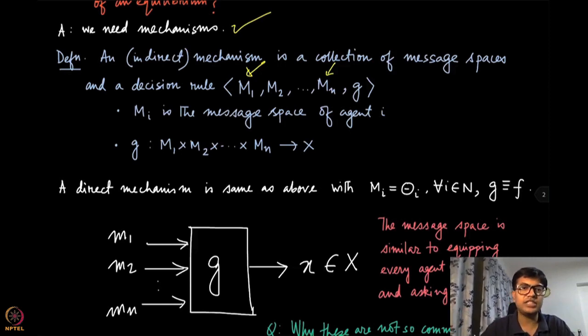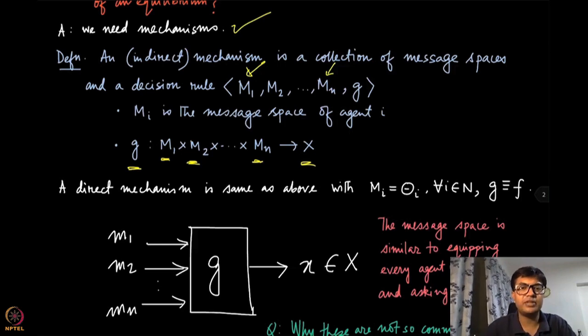Now, once each of these agents has chosen their message, in this case picking something from the message space, so they have already picked their choices of the classes of travel, there is a decision rule named G, which will take all these messages together and pop out one of the outcomes. This will be the same outcome space as we have defined before. The decision could be, for example, how many coaches of a specific class should be added, and so on. That is an indirect mechanism.